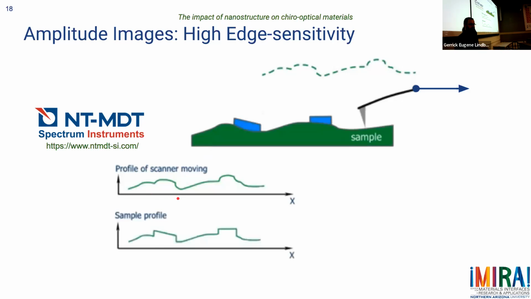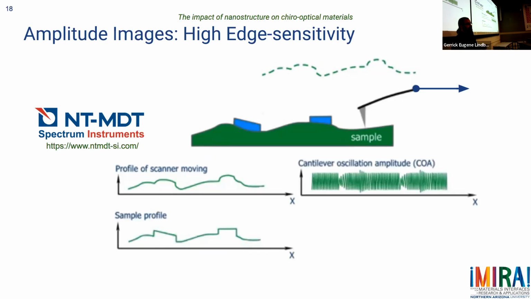What we would expect to get is something like the sample profile. It's given right there. It should be higher in definition. We can see that the scanner is not good enough to do it on its own, which is why we have to look at the amplitude, the cantilever oscillation amplitudes.